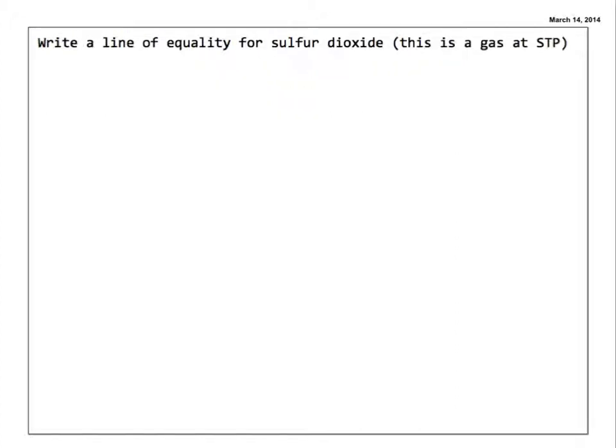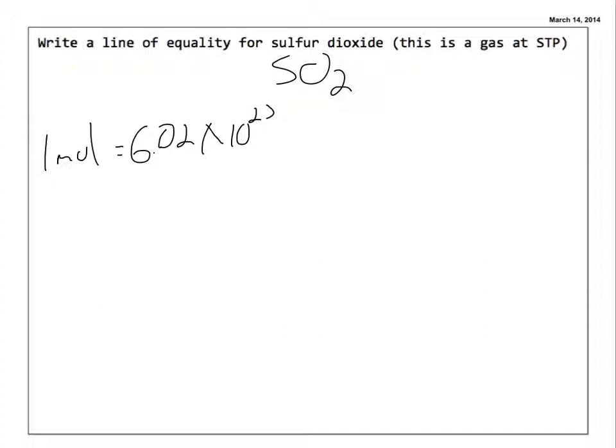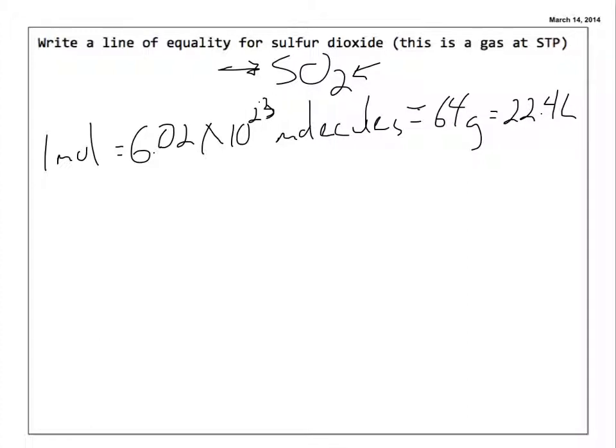And the line of equality for sulfur dioxide, SO2, which is a gas, so we're going to have the extra unit of liters here. So 1 mole of SO2 is equal to 6.02 times 10 to the 23rd molecules, which is equal to, what's the molar mass here? It's 1 sulfur, 2 oxygens. Sulfur is 32 grams. Oxygen is 16 times 2, which is 32. So we actually end up with 64 grams. And that's equal to 22.4 liters at standard temperature and pressure.